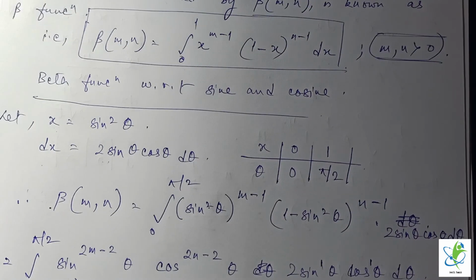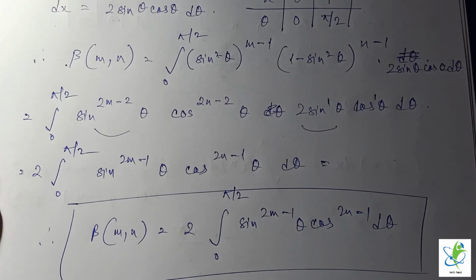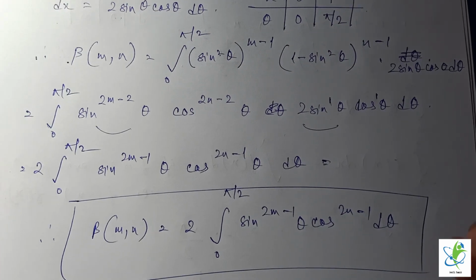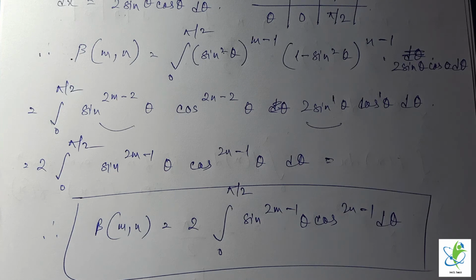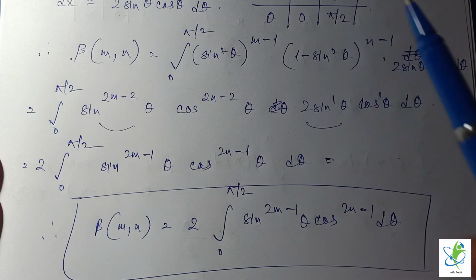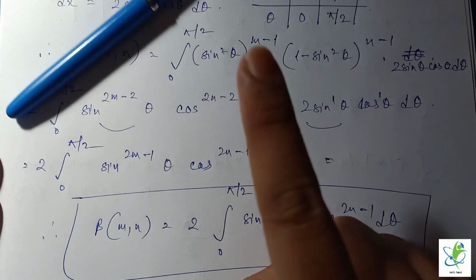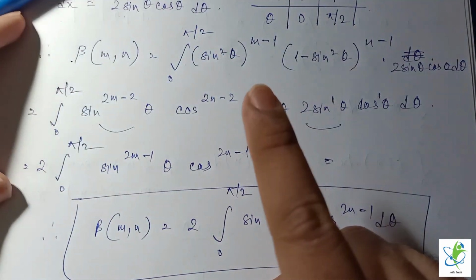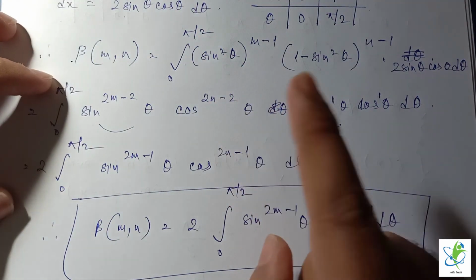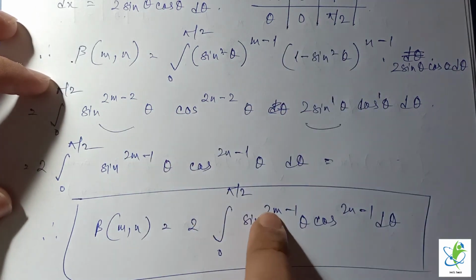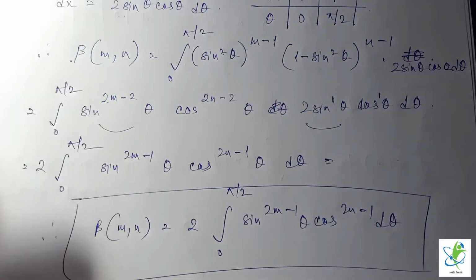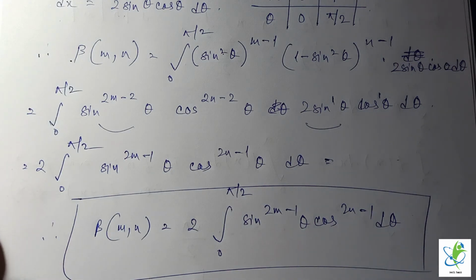In the next video, we will see the problems related to beta function, the properties of beta function, and also the relation between gamma function and beta function. Just remember the difference between the two: in gamma you have only one variable, that is n. The full gamma function is dependent upon only one variable, and in beta function you have two variables, m and n. This is the very basic difference between beta function and gamma function.